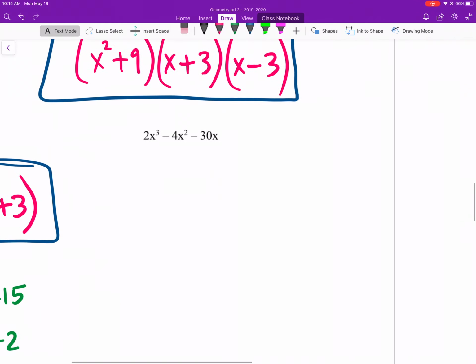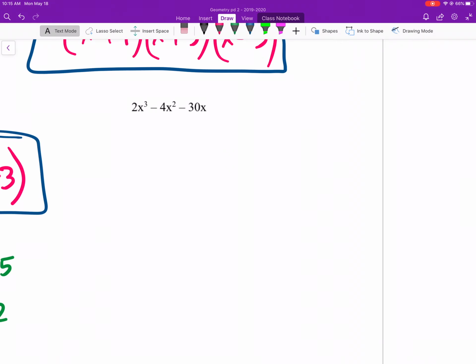But let's look at one that's a little more challenging. We have 2x cubed minus 4x squared minus 30x. Is there a GCF? We'll always check for it first. The answer is yes here, guys. What could you divide all those terms by? So let's look at the numbers in front first. Between 2, negative 4, negative 30, what can you divide all those numbers by? You can divide them all by 2.